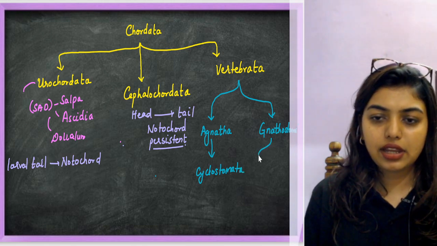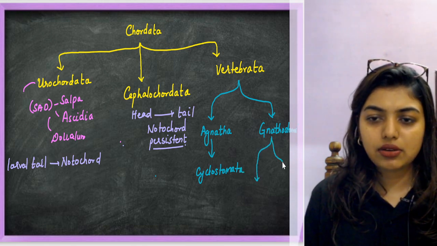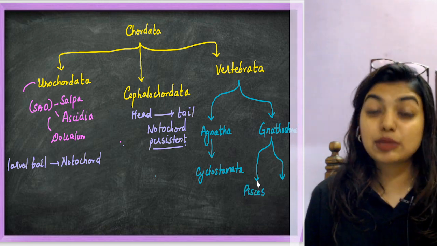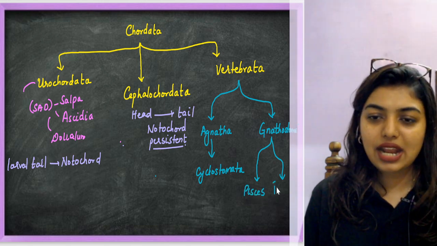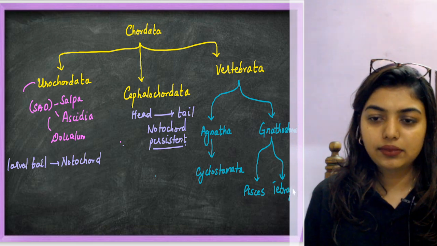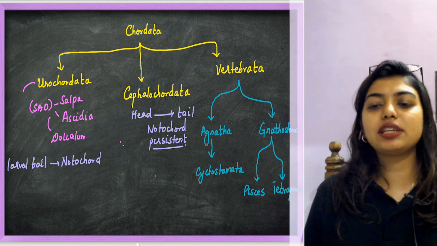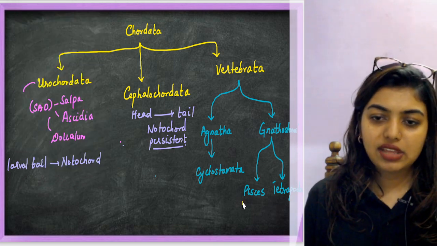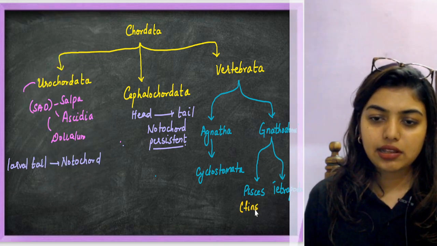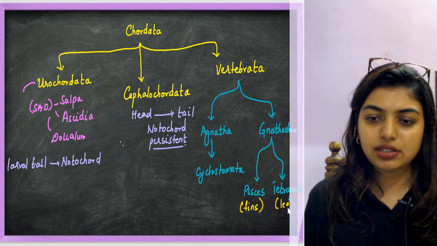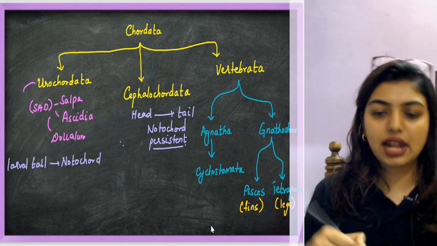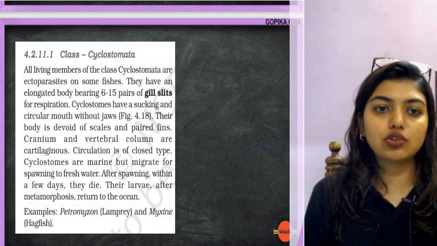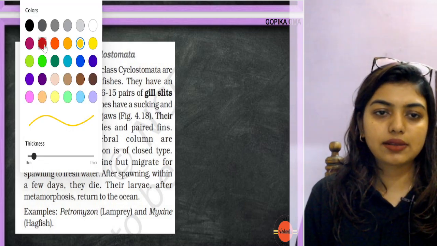Here in Gnathostomata we have again two categories, Pisces and Tetrapoda. This categorization was done on the basis of limbs, whether they have legs or fins. If they have fins, they were this, and if they have legs, they were this. Under this, again, categories came. So this is the basic classification. Now let's see what class Cyclostomata has to say to us.